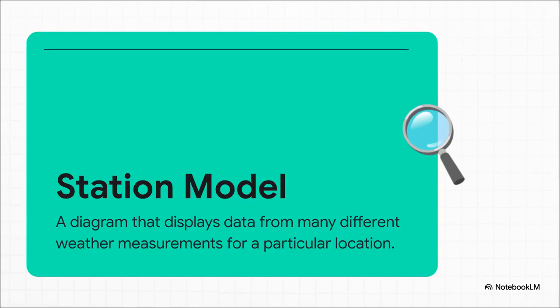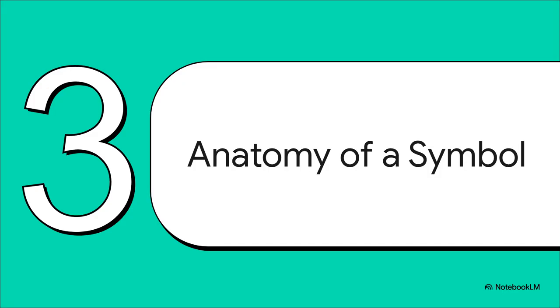So that little symbol we've been talking about, the one we're trying to decode, it has an official name. It's called a station model, and it is an incredibly dense little diagram. It packs a ton of different weather measurements for just one location into one tiny little spot on the map. All right, it's time to put on our lab coats and perform a little surgery. We're going to dissect this station model and really look at the anatomy of the symbol, piece by piece.